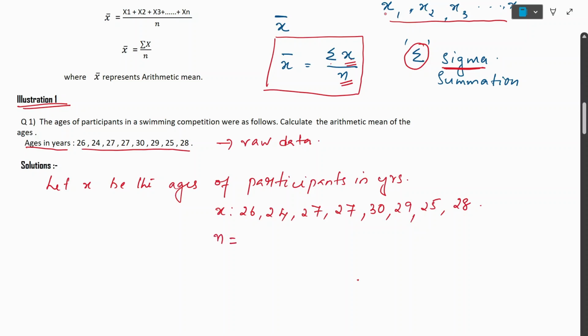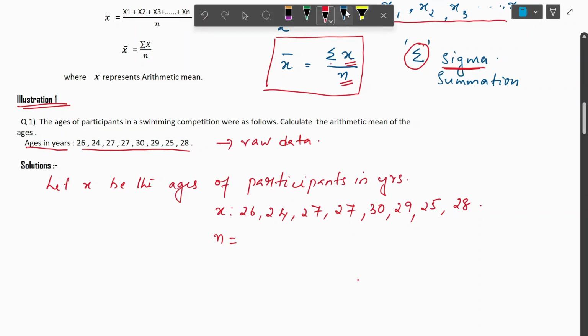What is n here? N means number of observation. How many values are given? Just count always twice. 1, 2, 3, 4, 5, 6, 7, 8. 8 values. Take it here. You have written 8 values or not. Then you are writing here n is equal to 8. Therefore, x is written, n is written.